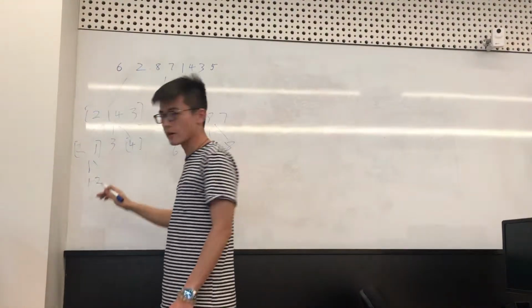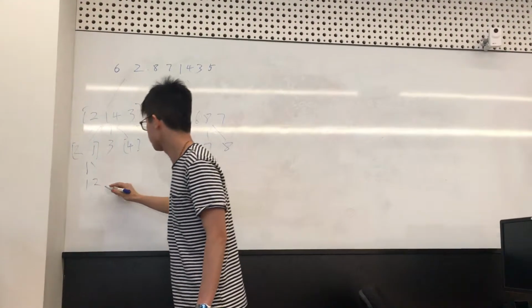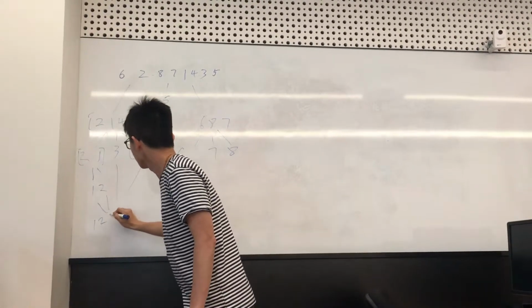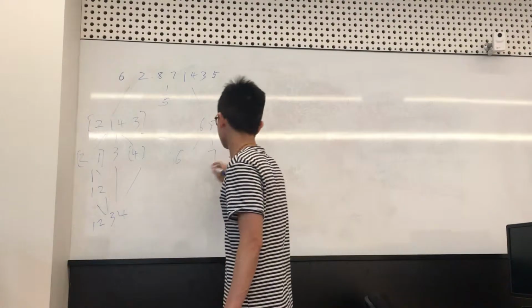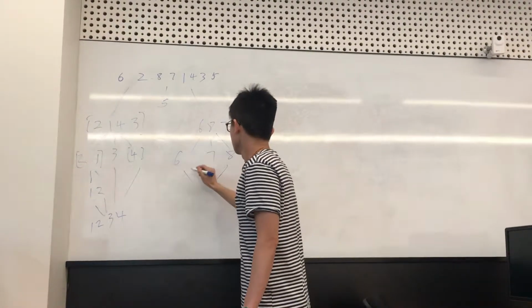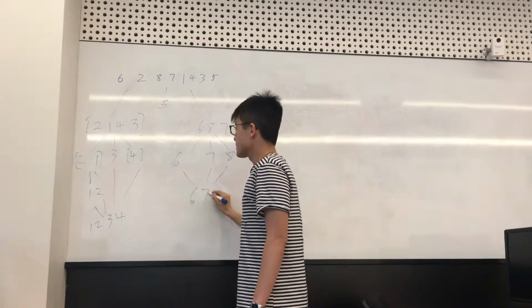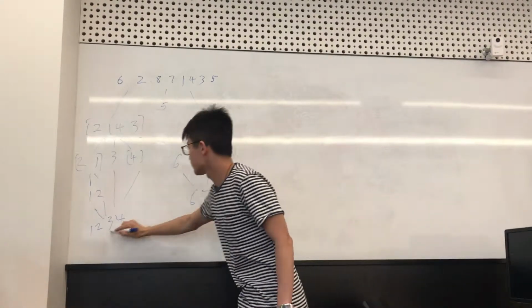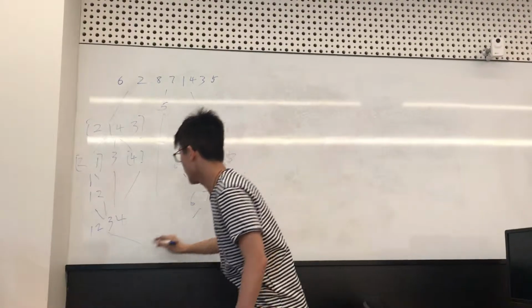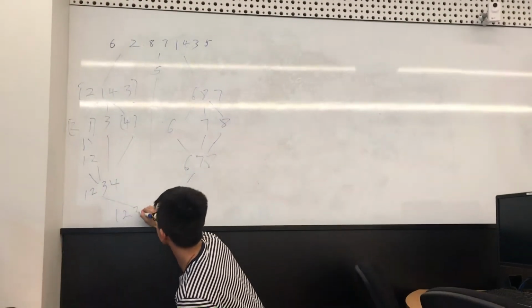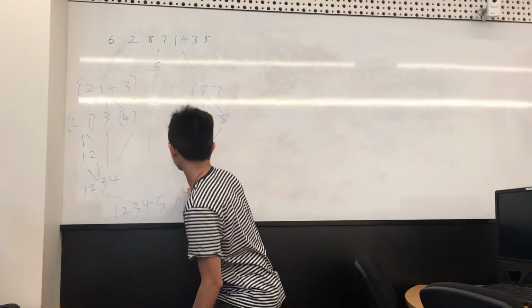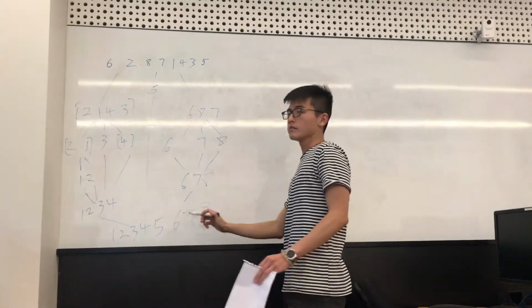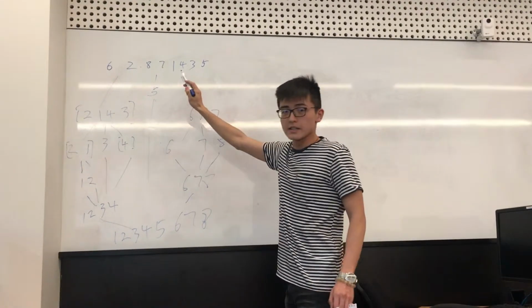So here, okay, we start to merge them together. This part we got 1, 2, 3, 4, and this side we got 6, 7, 8, and then this part with this part and this part together, merge them together. We finally got 1, 2, 3, 4, 5, 6, 7, 8. That's the final answer of this list.